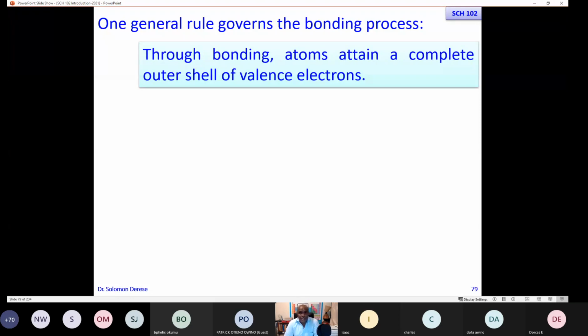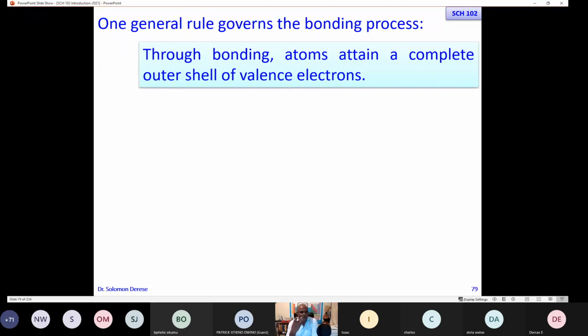Since hydrogen is in the first shell, and the maximum number of electrons allowed in the first shell is 2, in the hydrogen molecule we have two electrons. Therefore, through bonding, the two hydrogen atoms each attain a complete outer shell of valence electrons. So the whole purpose of forming a chemical bond is to have a complete outer shell of valence electrons.